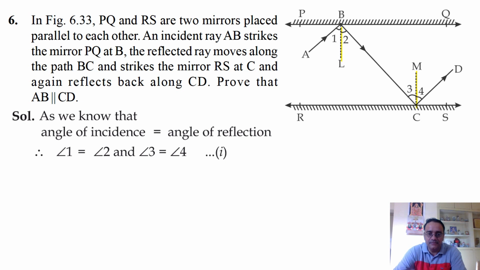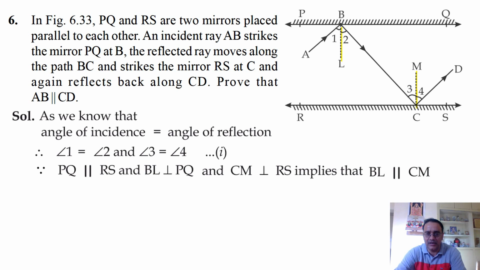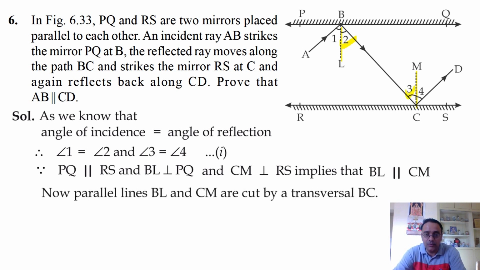Okay, now angle 1 is equal to angle 2, angle 3 is equal to angle 4. Now BL and CM are two perpendicular lines to the parallel lines PQ and RS. PQ is parallel to RS, BL is perpendicular to PQ and CM is perpendicular to RS, which implies that BL is parallel to CM. Now if BL is parallel to CM, then these two angles, angle 2 and angle 3, what will they be? Alternate interior angles. So these two will be equal.